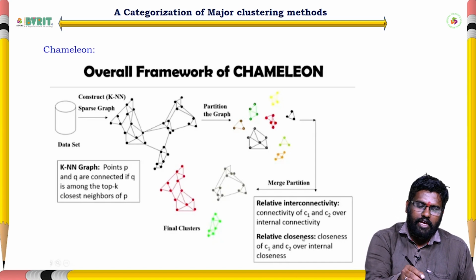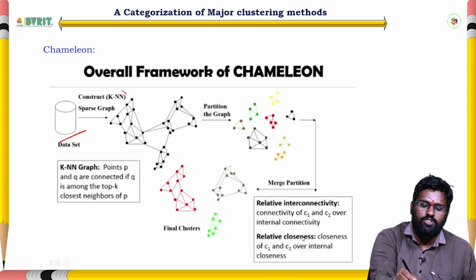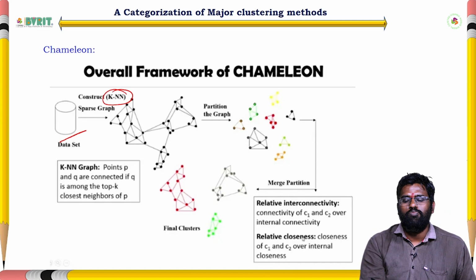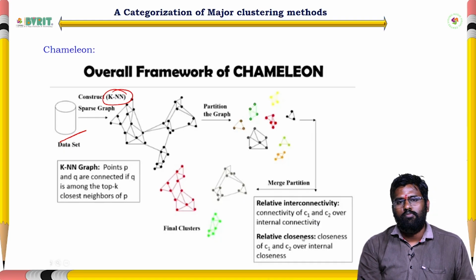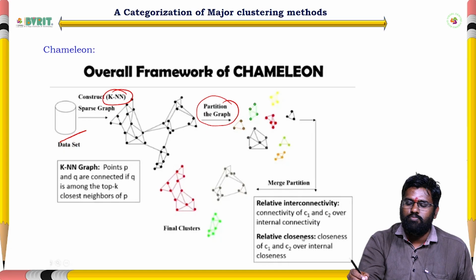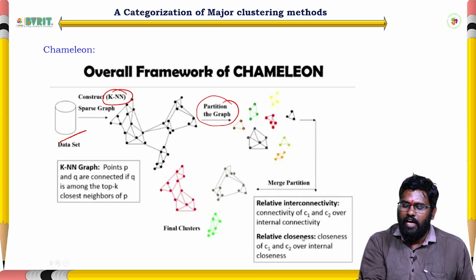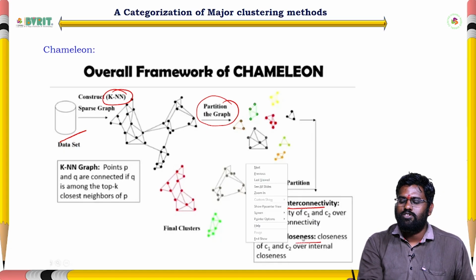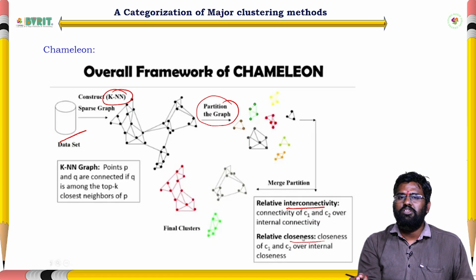First we take some data set, and by using the KNN, k nearest neighbor algorithm, we find the nearest neighbors. Then they need to be partitioned in the form of a graph, and based on that we identify the relative interconnectivity and relative closeness. Relative interconnectivity means the given points.